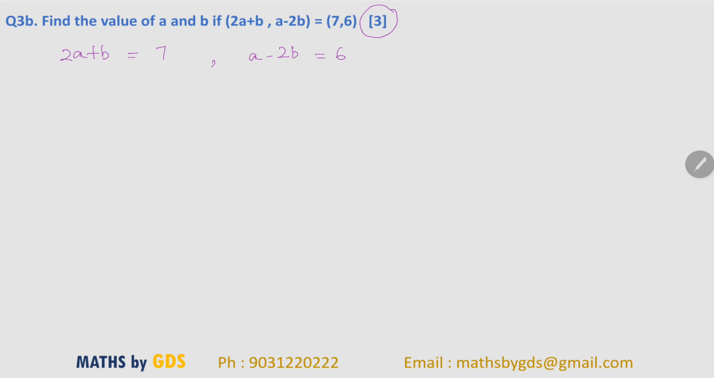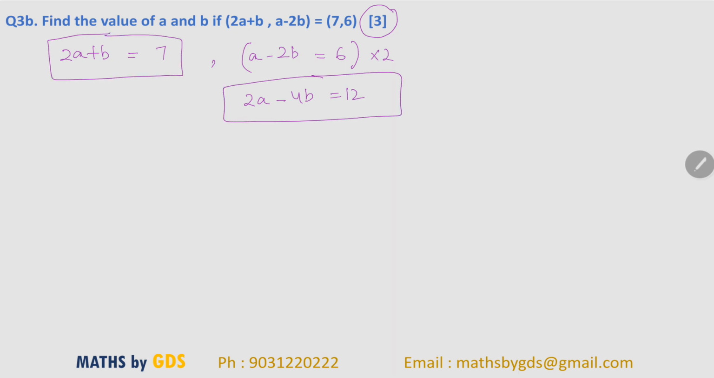There could be different ways of solving these types of questions. We could modify any of the equations to get our desired result. What I feel is, I will multiply the second equation by 2. So I get 2a minus 4b is equal to 12. Now I will solve this equation and this equation: 2a plus b is equal to 7 and 2a minus 4b is equal to 12.